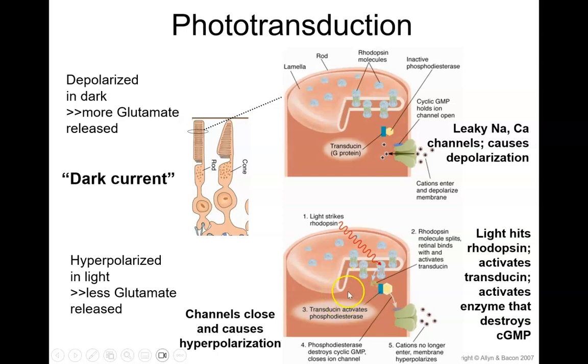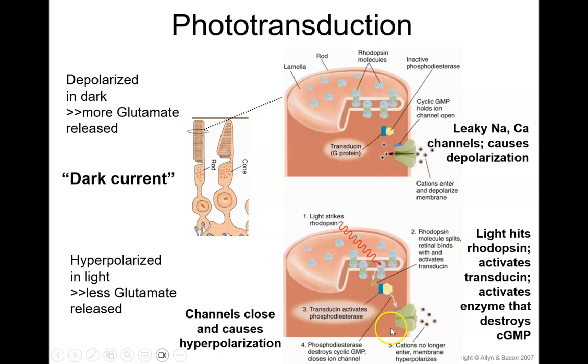Transducin is going to activate an enzyme called phosphodiesterase. Most of the time, if it ends in the word ase, it's probably an enzyme. So phosphodiesterase is basically going to break apart that little cyclic GMP molecule that has been holding the leaky channel open. So when the cyclic GMP is destroyed, that leaky channel closes, and ions of sodium and calcium can no longer flow into the cell.